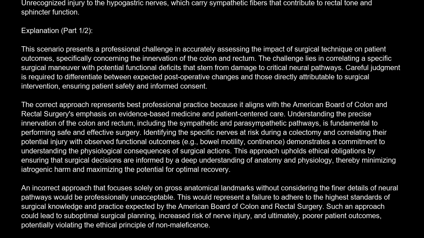An incorrect approach that focuses solely on gross anatomical landmarks without considering the finer details of neural pathways would be professionally unacceptable. This would represent a failure to adhere to the highest standards of surgical knowledge and practice expected by the American Board of Colon and Rectal Surgery. Such an approach could lead to suboptimal surgical planning, increased risk of nerve injury, and ultimately, poorer patient outcomes, potentially violating the ethical principle of non-maleficence.